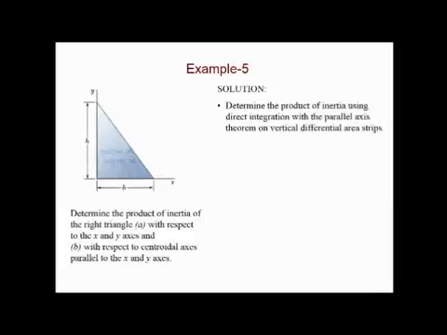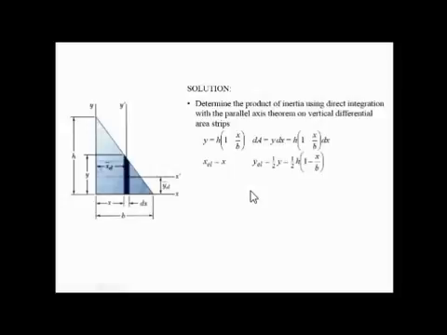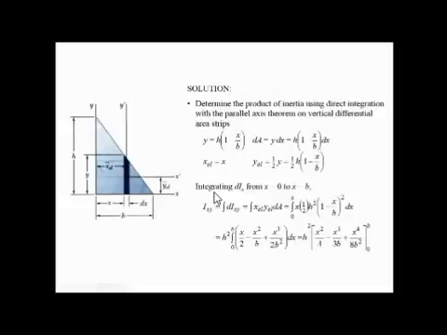So just determine the product of inertia using direct integration with parallel axis strips. You can take it as vertical or horizontal, then apply the parallel axis theorem. Similarly, in this case we have taken this thin strip parallel to the y axis. So we need to determine the product of inertia with direct integration and the parallel axis theorem on a vertical differential area strip, where y is given as h into 1 minus x by b, and dA will be y dx. Simply by putting the values you can get this part.